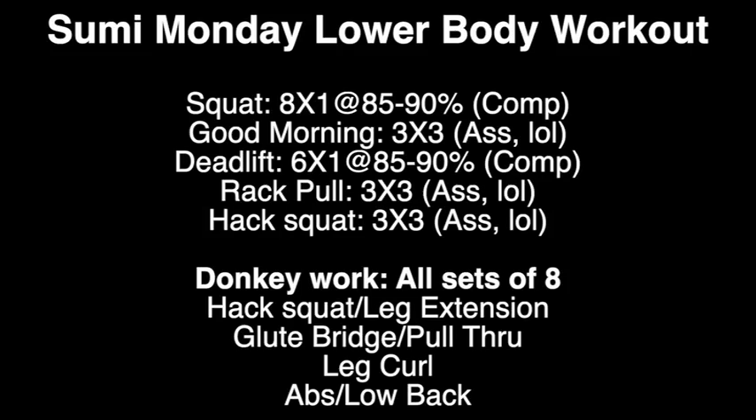And here's an example of one of her workouts just to kind of show you how this all gets put together. Right, so we start with squat, warm-ups to 8 singles at 85 to 90%, competition movement. Good morning, 3x3 pyramiding to 1 top set, which was assistance exercise. Then she would go to deadlifts, warm-ups to 6 singles at 85 to 90%, competition movement. Rack pulls, 3x3 pyramiding to 1 top set, again, assistance exercises. Hack squat, 3x3 to 1 top set, assistance movement, and then everything was donkey work. All sets of 8. She'd do hack squats, leg extensions, glute bridge, pull-throughs, leg curl, abs and low back. And that was it. Yes, that's a monster workout, and none of you could survive it.